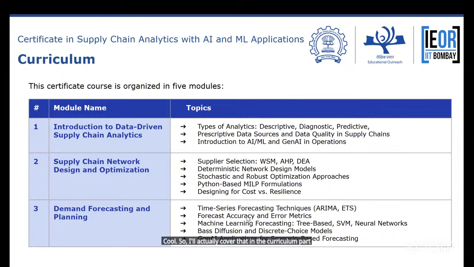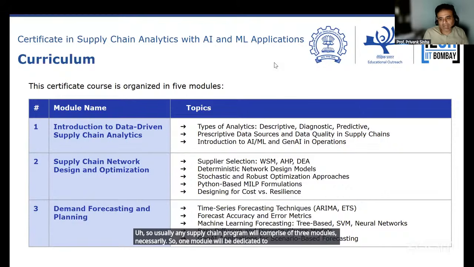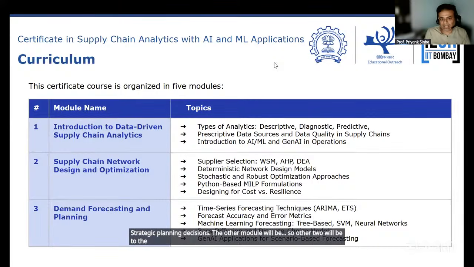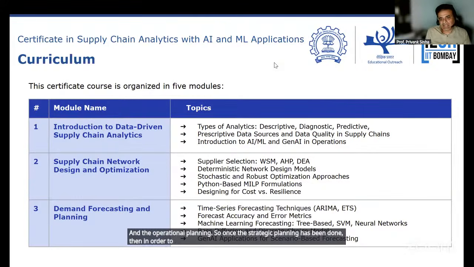So, this is the broad curriculum of our course. Usually any supply chain program comprises three modules necessarily. One module is dedicated to strategic planning decisions. The other two are dedicated to tactical planning and operational planning. Once the strategic planning has been done, we do the tactical planning to support it, and to support the tactical planning, we do the operational planning.